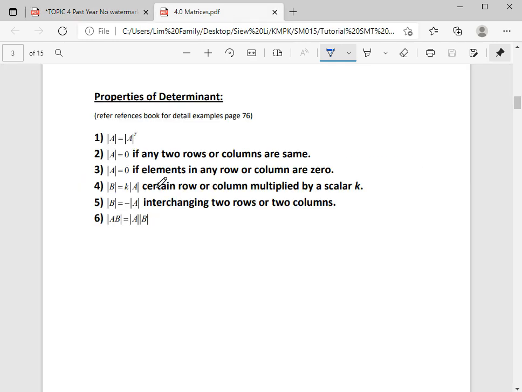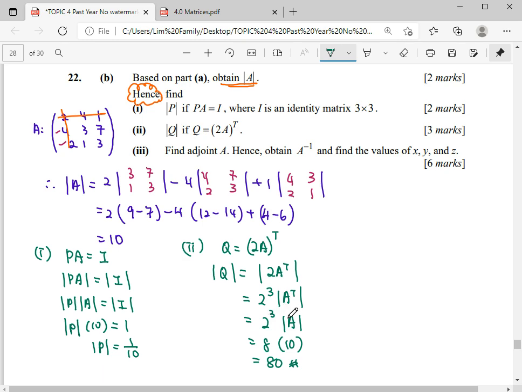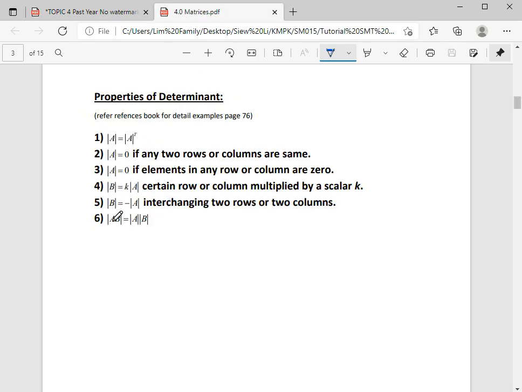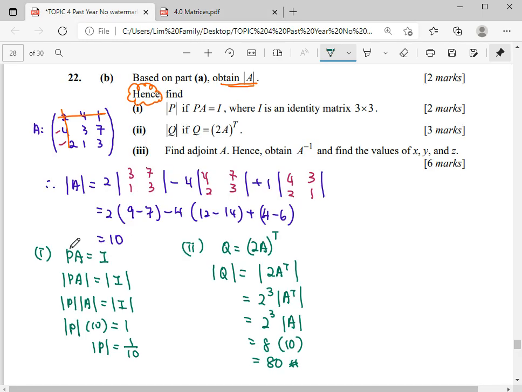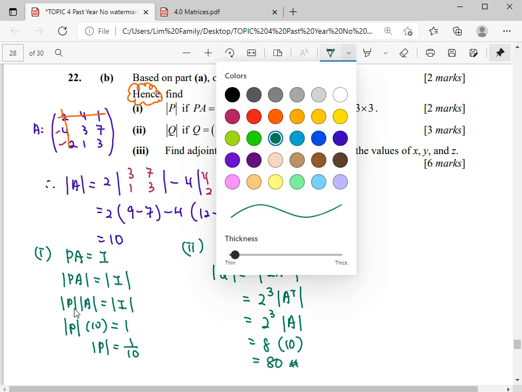For a certain row, when you multiply by k, your determinant also needs to be multiplied by k. So that is the property we're using here. And then we can see the last property here. When you have matrix multiplication, the determinant of AB is the determinant of A times the determinant of B. So this is what we apply here, to the matrix PA. Okay, so that will be our concept.